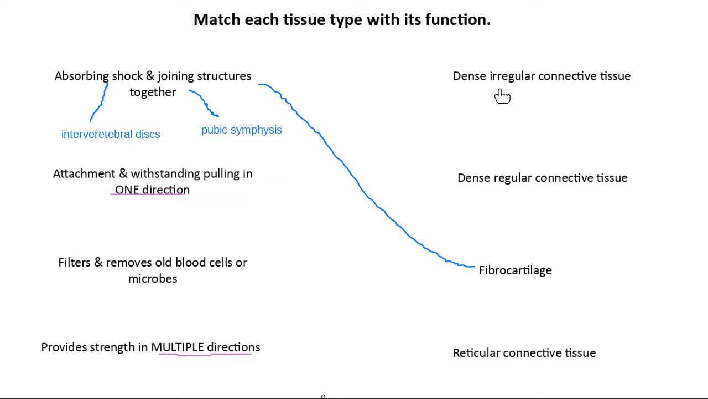When we're talking about withstanding pulling or tension in one specific direction, do we think that would be done better by dense irregular or dense regular connective tissue? If we're doing one direction, we're always pulling in the same direction. Yeah, exactly. If we always pull the same way, we want all of our proteins to give us strength in that one direction.